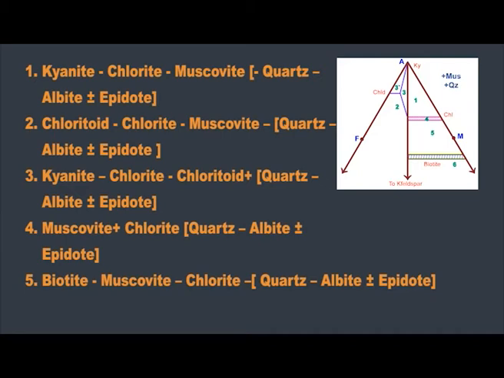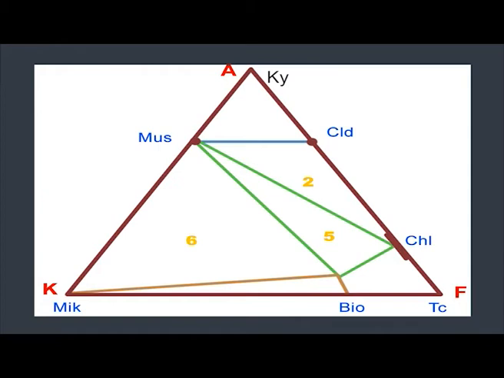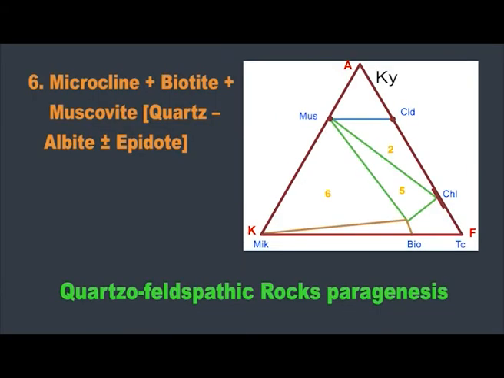Number 3, kyanite, chlorite, chloritoid with quartz, albite, epidote. Number 4, muscovite, chlorite, quartz, albite, epidote. Number 5, biotite, muscovite, chlorite, quartz, albite plus minus epidote. Quartzo-feldspathic rocks paragenesis. Number 6, microcline, biotite, muscovite along with quartz, albite plus minus epidote.